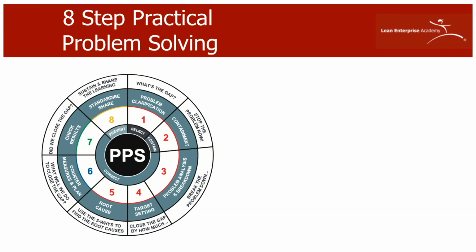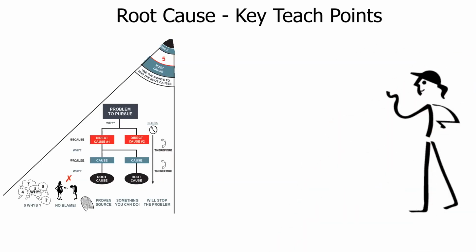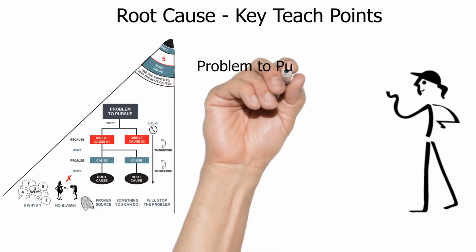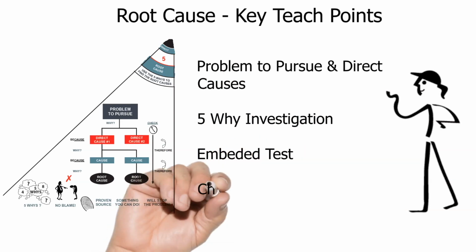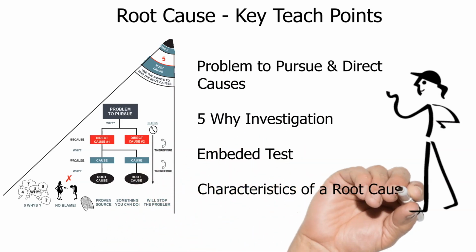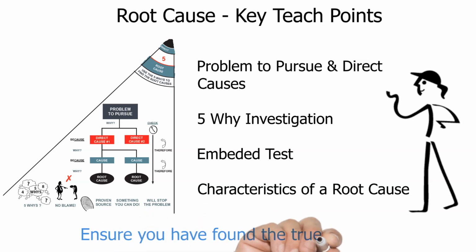8-step practical problem solving. Step 5, root cause. Root cause key teach points: problem to pursue and direct causes, 5 why investigation, embedded test, characteristics of a root cause. Ensure you have found the true root cause.